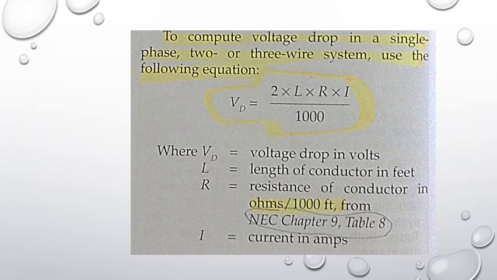To compute voltage drop in a single phase 2 or 3 wire system, use the following equation as shown on the screen, where voltage drop equals 2 times length times R, or resistance, times I, or current, all divided by 1000.